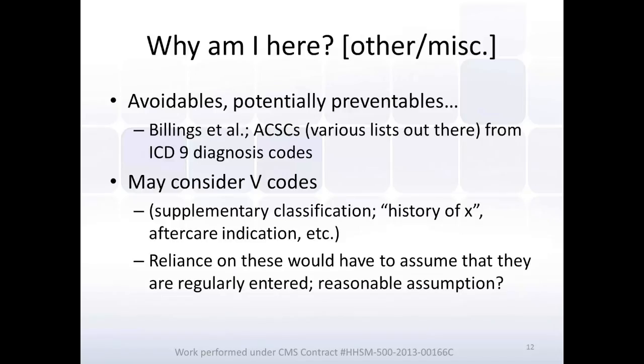Other considerations for conditions include various algorithms and approaches to avoidable or potentially preventable visits to the emergency department, which may or may not be similar to avoidable hospitalizations depending on the algorithm, and V codes. The only thing I would say about V codes is that we would need to consider whether a given V code of interest in showing supplementary information would be reliably entered for all people. If that assumption is reasonable, then we're fine. If not, as with other coding patterns in claims, we need to be cautious.